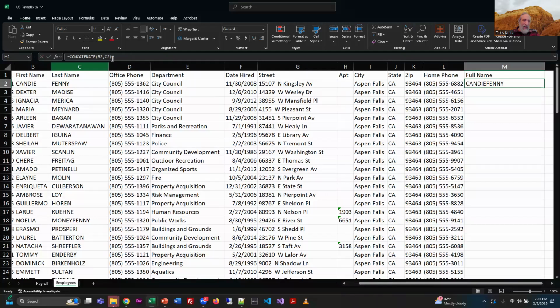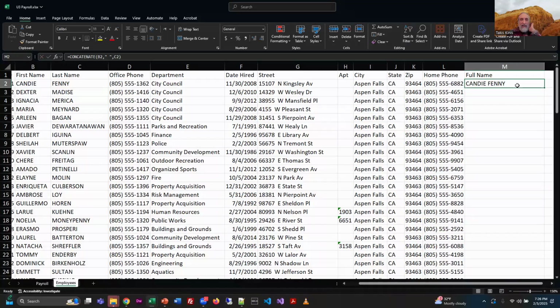Right, so I'm going to click back in here. And in between here, I'm going to put in an empty space, just like I would in programming, double quotes, empty space, double quote, another comma. All right, let's press enter. Okay, better. Correct.